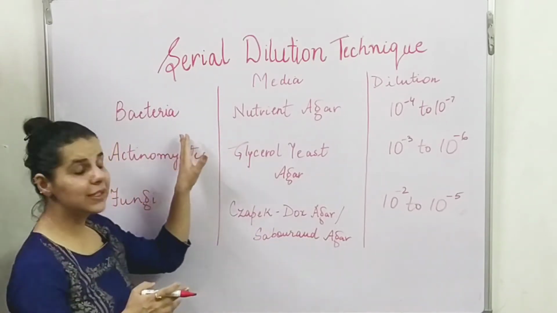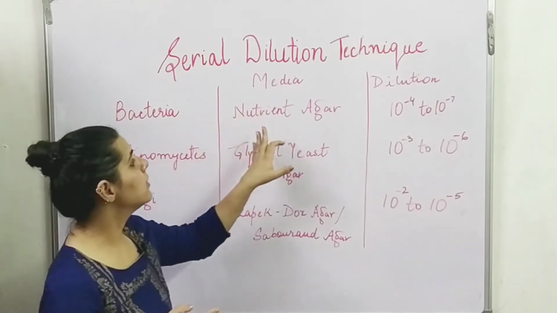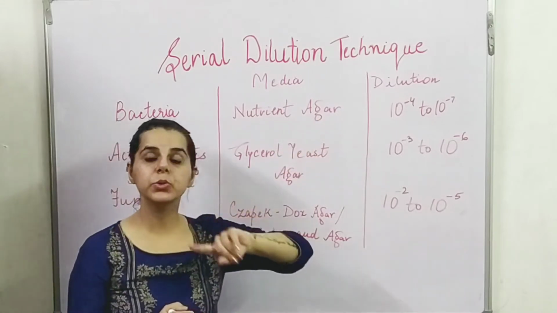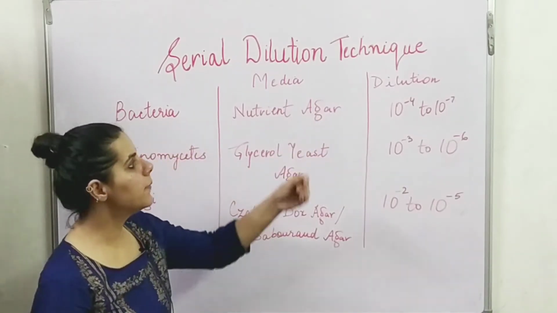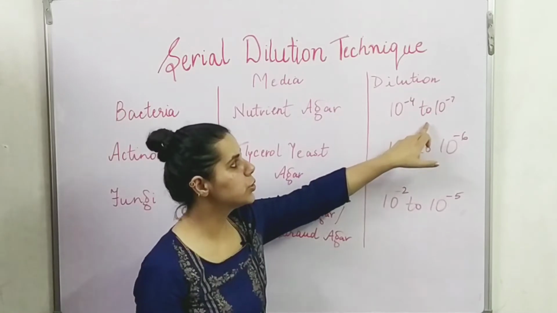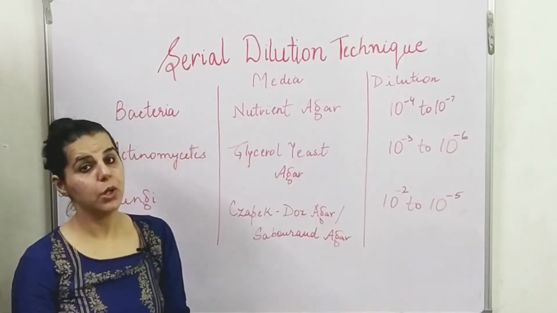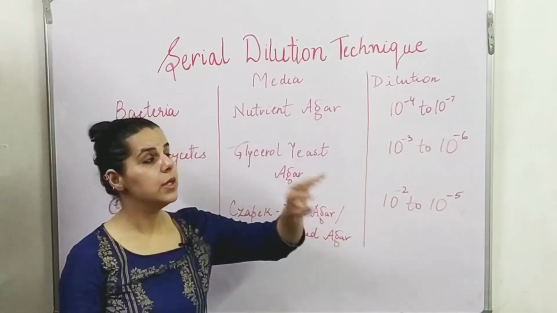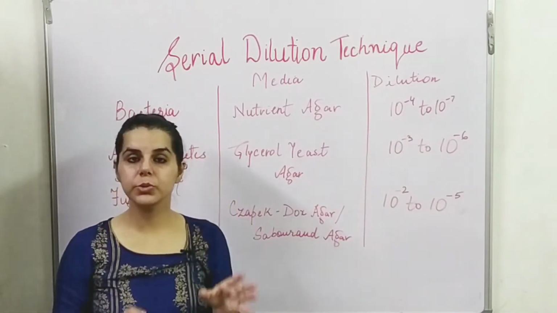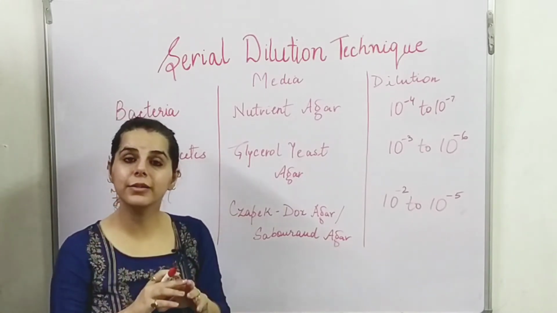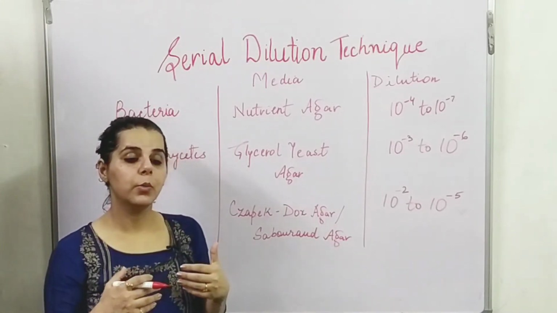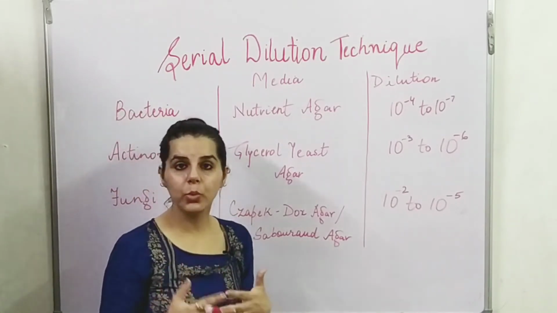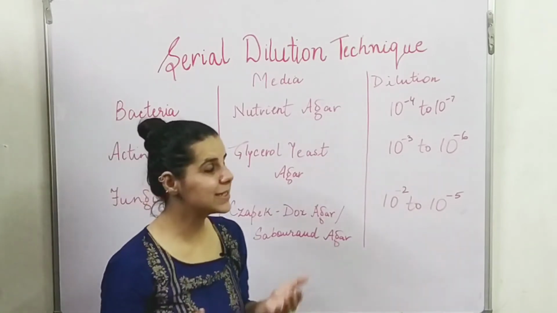So in case of bacteria, we need media that is nutrient agar. The choice of media is nutrient agar, and the dilutions which we use to isolate bacteria are 10 to the power minus 4 to 10 to the power minus 7. Working with these dilutions, we will be able to have a comparative study of which dilution is giving the best results, which dilutions are giving the most appropriate isolated colonies, right?